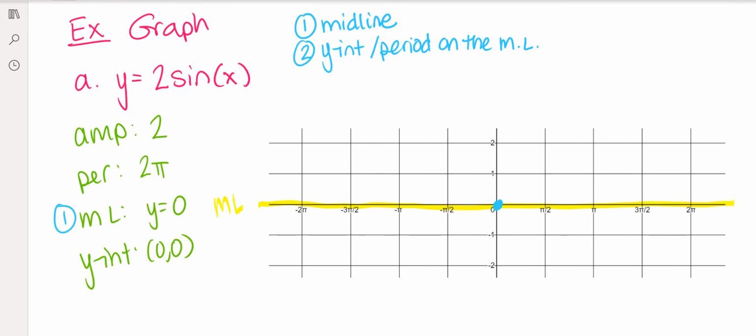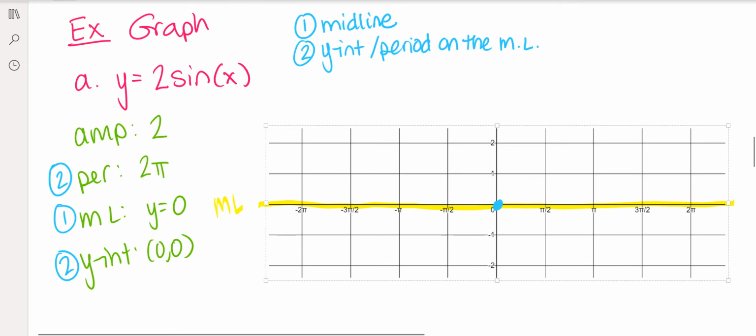I'm only going to go as slow as I need to for the work that you should be writing down. So the next thing, the y-intercept and the period are the next two pieces. So y-intercept is 0, 0. Now the period. You go along the midline. And once you hit the period, which in this case is 2 pi, you're going to put a point on that spot on the midline.